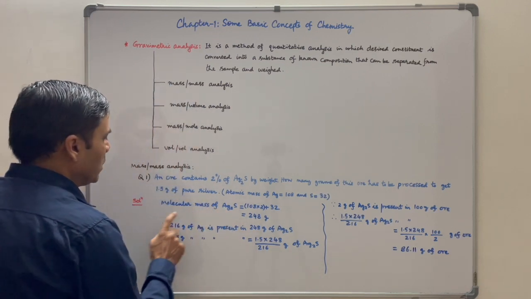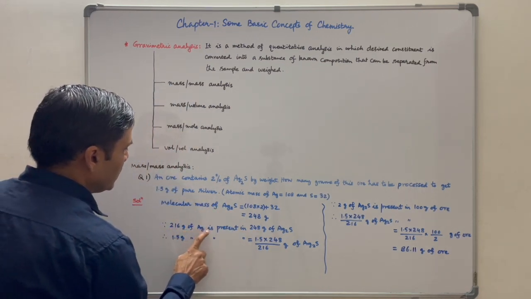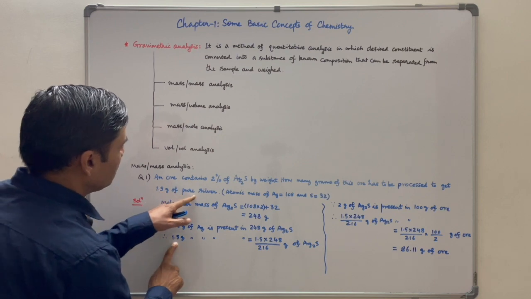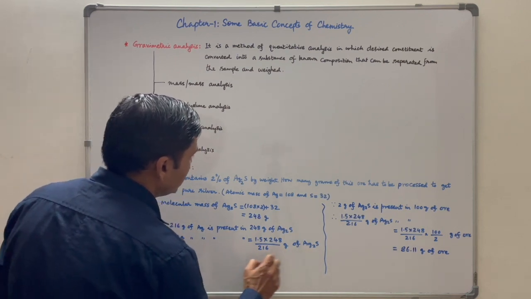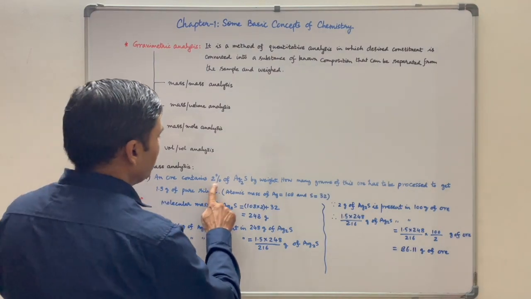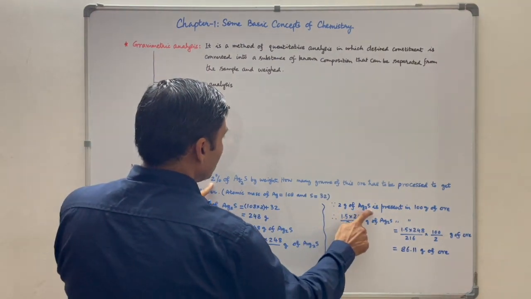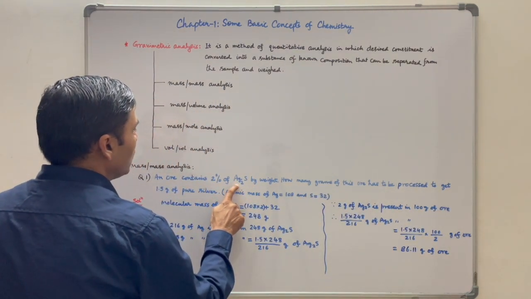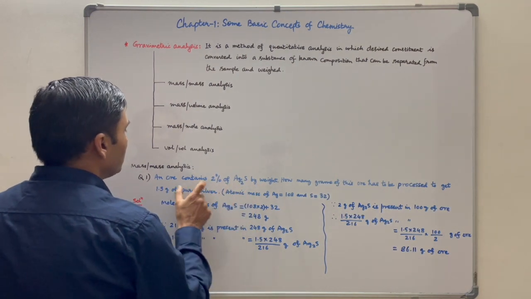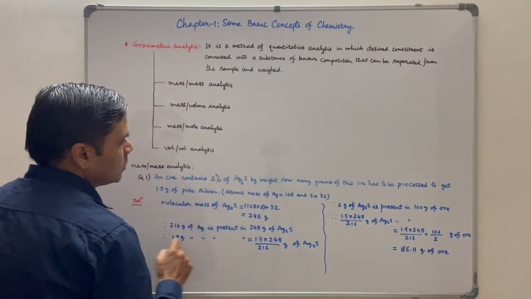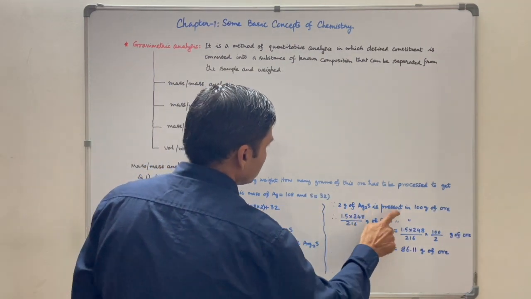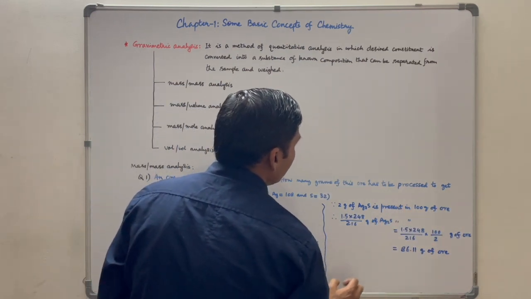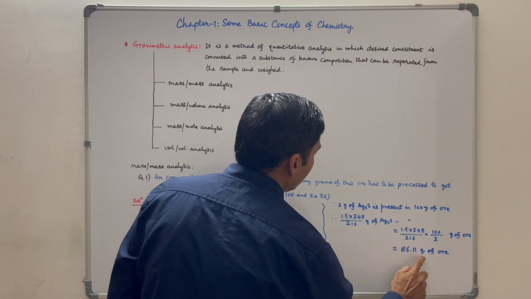So we will form our logic here. 216 gram of Ag is present in 248 gram of Ag2S. So 1.5 gram of pure silver is present in how much of Ag2S? Second statement we will form from here. Since 2% of Ag2S is present in ore by weight, it means 100 gram of ore contains 2 gram of Ag2S. So that's what is written here. 2 gram of Ag2S is present in 100 gram of ore. So this much of Ag2S is present in what amount of ore? That comes out to be 86.11 gram of ore.